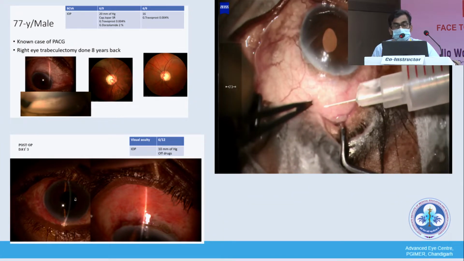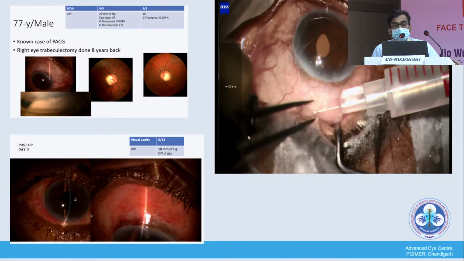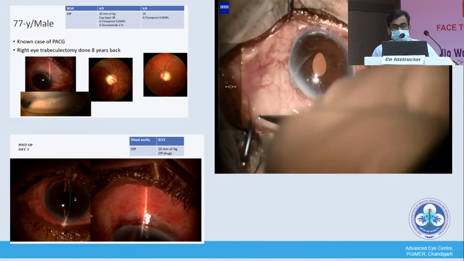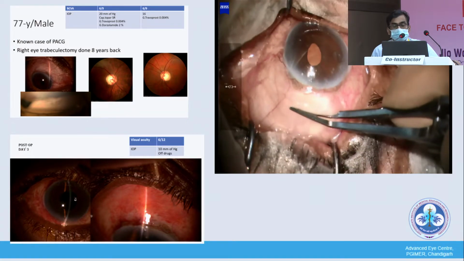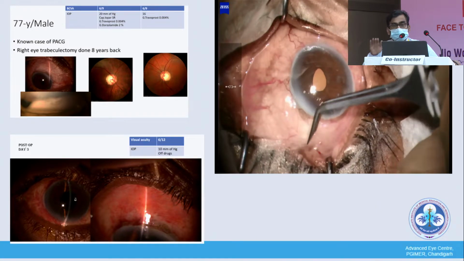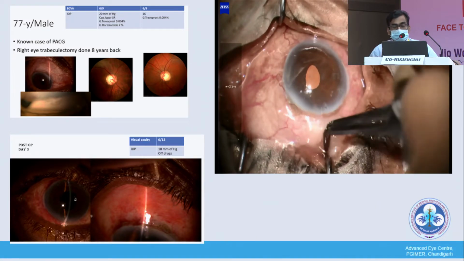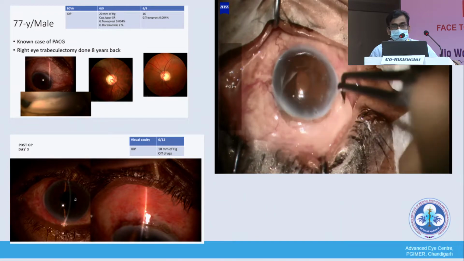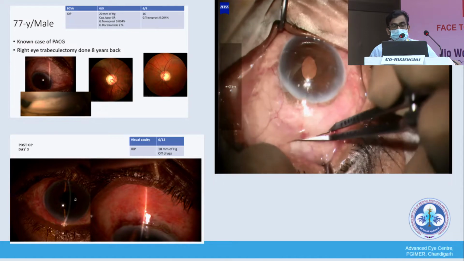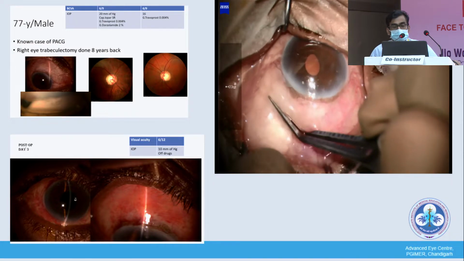First, under topical anesthesia, you can inject BSS into the subtenon space. Then spread this BSS around the bleb and towards the center, because most often the fibrosis is just above the scleral flap, more fibrosis in the scleral flap area. So try to spread it towards the center and towards the limbus.